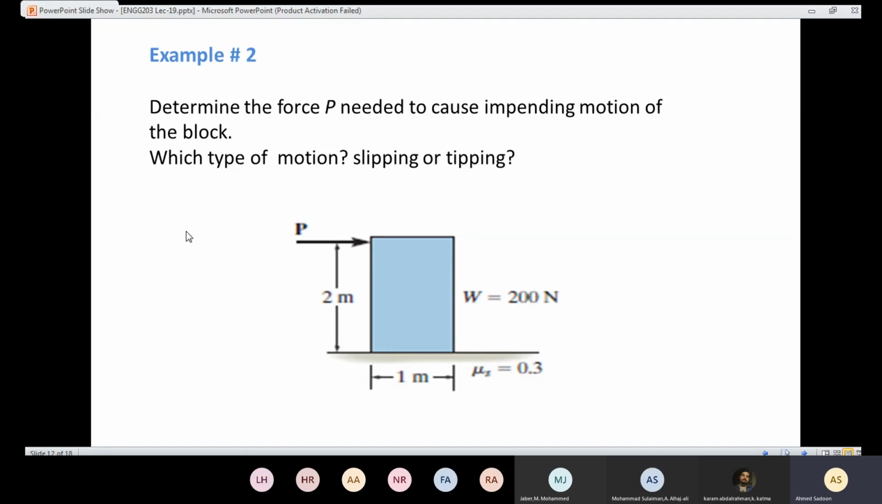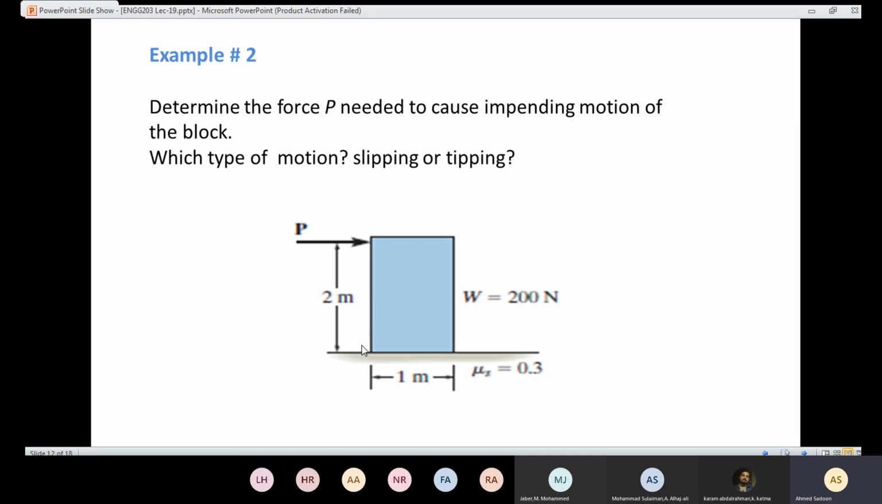Example 2. We solved example 1. In example 1, they gave us the value of P, and it was required to know whether the box is going to be in equilibrium or not. This time, we don't know the value of P. We need to know the value of P that will cause the box to move, whether it's sliding or tipping.